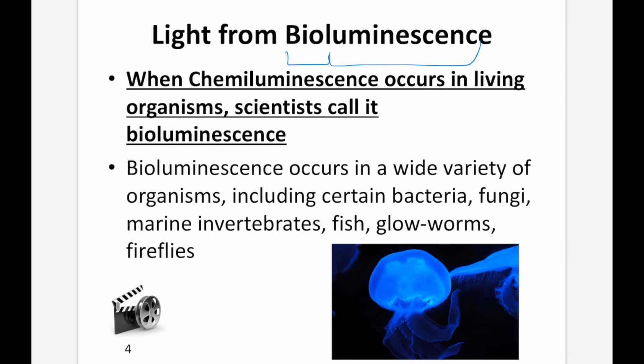So when chemiluminescence occurs in living organisms, scientists call it bioluminescence. Bioluminescence occurs in a wide variety of organisms, including certain bacteria, fungi, marine invertebrates, like these jellyfish here, fish, glowworms, and fireflies. Now to end this lesson, this is a really interesting video.